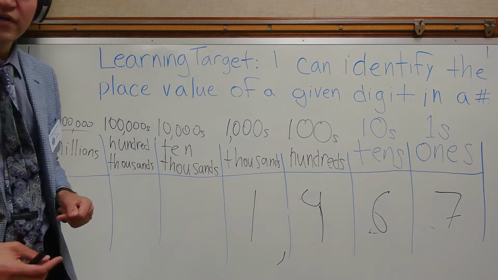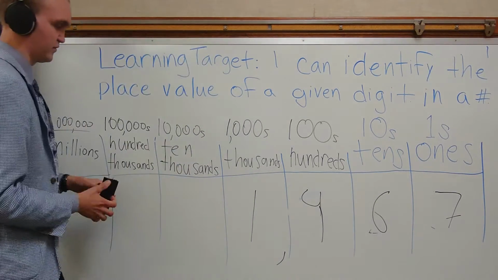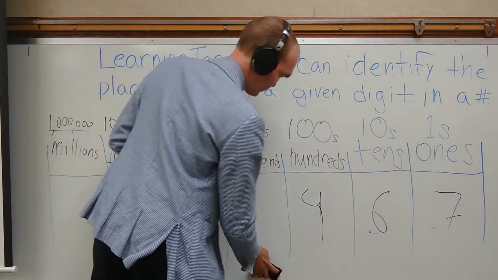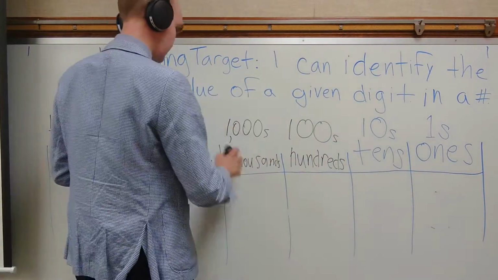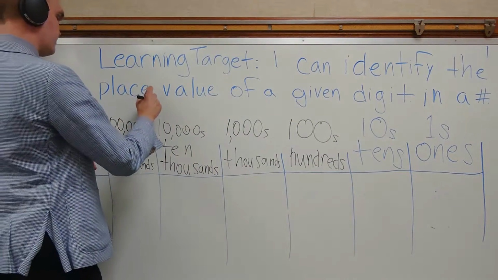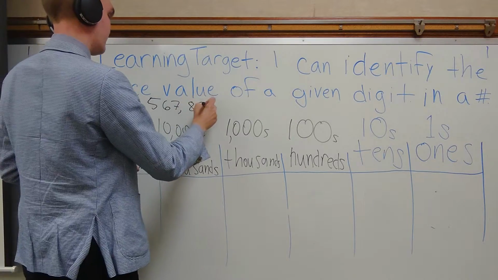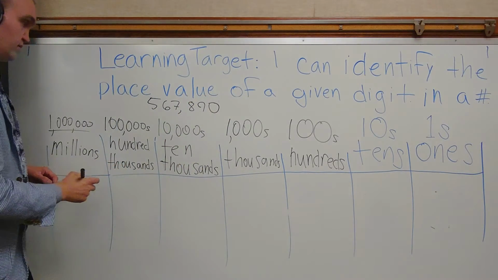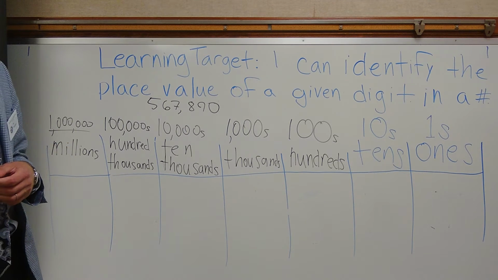Okay, I'm going to give you just a couple more of these, and then I'm going to show you how to do the rest on Seesaw. I want you to fill in the number 567,890 into your place value chart. Do that now. Pause the video.